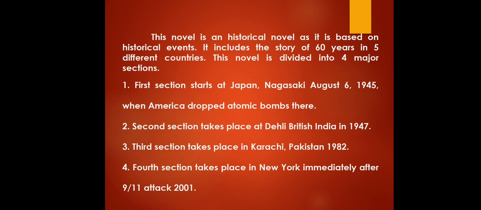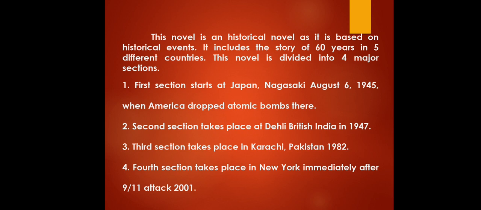This novel is divided into 4 major sections. As I told you, I will try to explain it in a very simple and short language so you can understand. If you don't have much time and you want to know the story of this novel, then you can just study and listen to this first slide. You will be able to explain what is in the novel Burnt Shadows. It is a historical novel based on historical events, covering 60 years in 5 different countries. The novel is divided into 4 major sections.